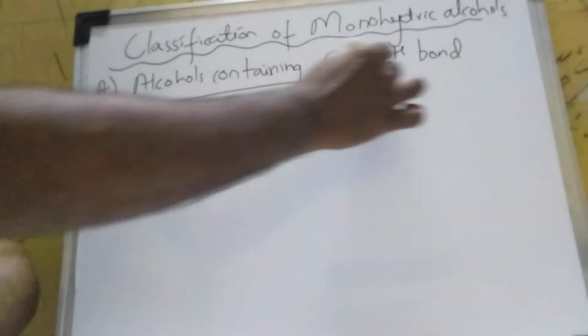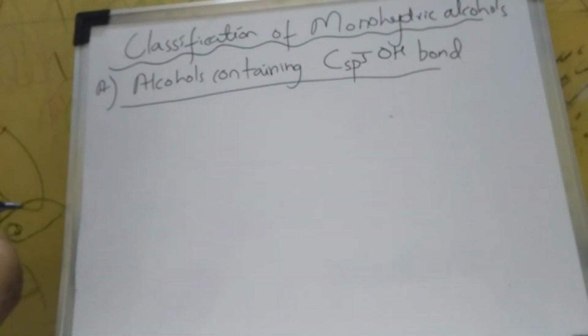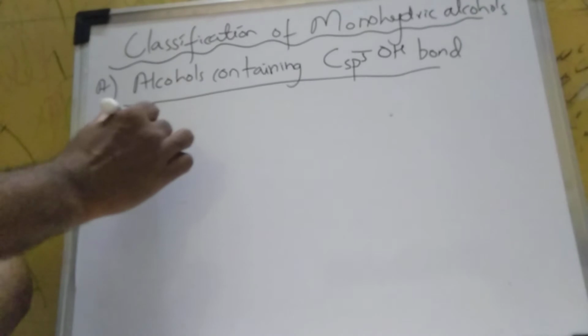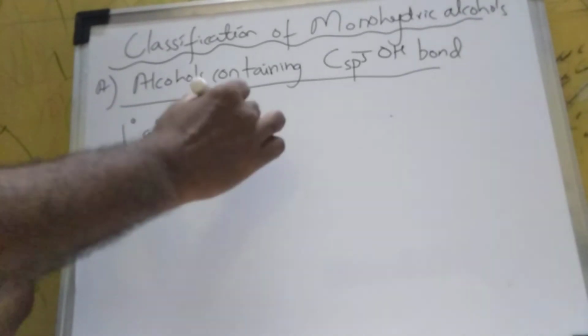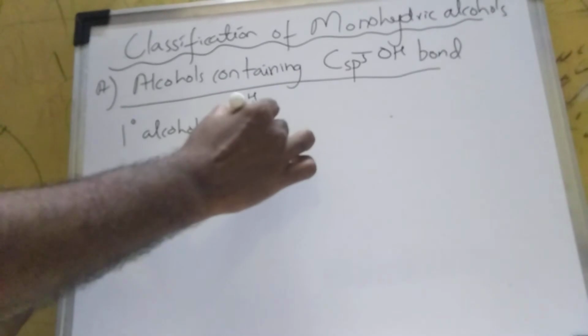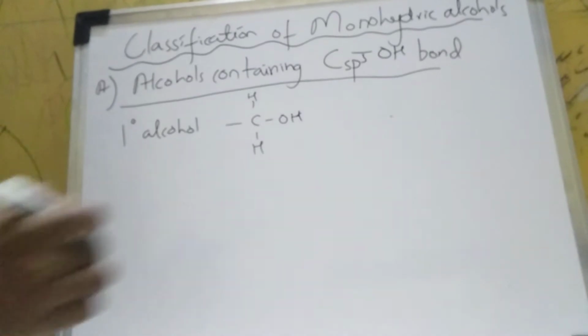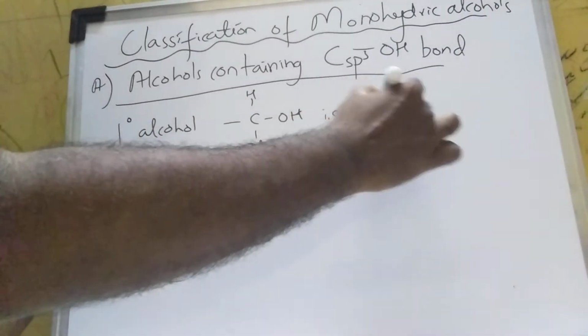C sp3, means this carbon is sp3 hybridized, and to that you have a hydroxyl group attached or bonded to it. So in this we studied different types of alcohols, that is primary alcohol, which bears the functional group CH2OH.